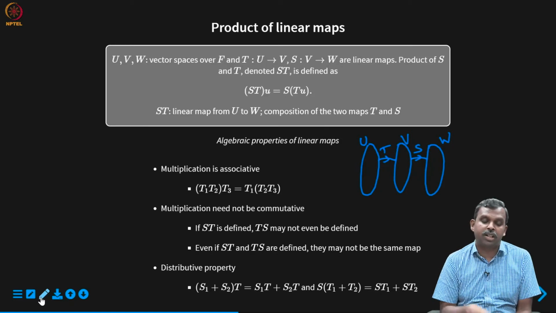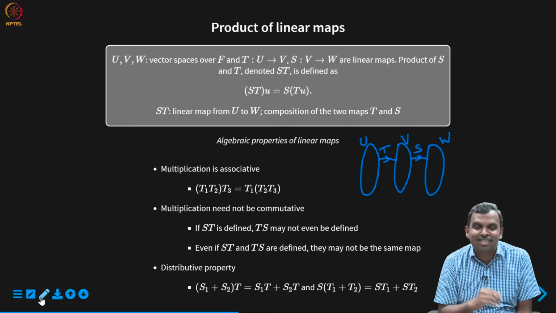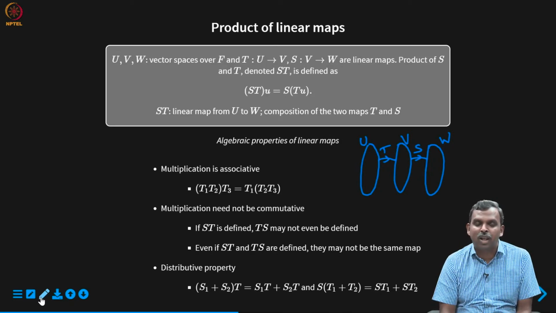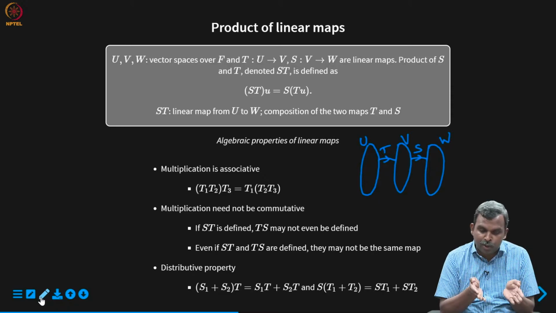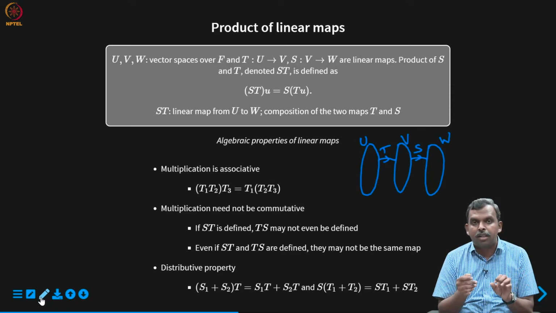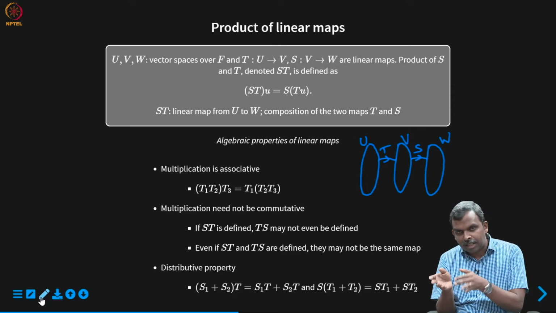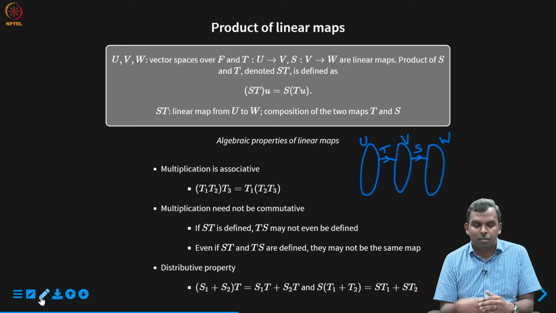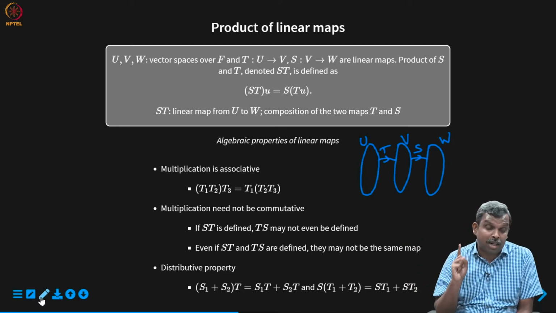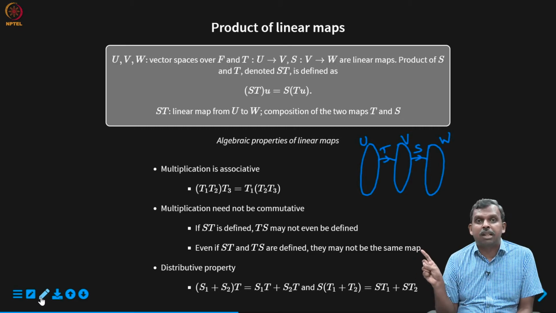You can prove associativity. I'm not going to prove it in this class, but you can write down the proof if you like. So if you do T1, T2, T3, it is unambiguously defined. It doesn't matter whether you multiply T1, T2 first and then T3, or T2, T3 first and then T1. Both ways you get the same answer, so you don't need to put all these brackets, you can just write down multiplication. But you have to be very careful, linear maps need not be commutative under multiplication.